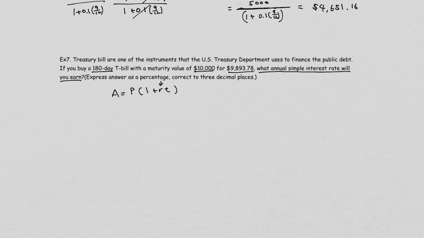If we replace all the values as they are, this is what we're going to have. 10,000 replaces the total amount. 9,893.78 replaces the principal. 1 plus r is what we're trying to look for, something we don't know. And time is going to be 180 out of 365.